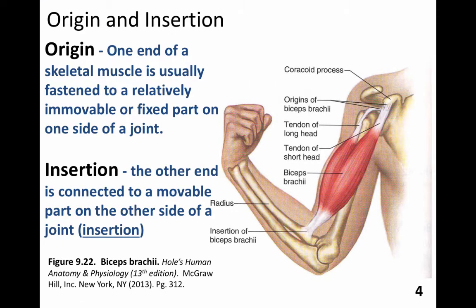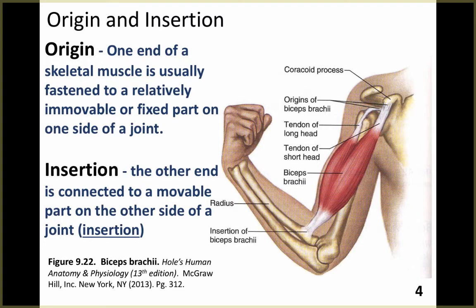So when we're talking about muscles moving, the way that they're able to move bones is by being connected to them. They're connected to bones at places called origins and insertions. An origin is located on one end of the muscle, and it's usually fastened to something that is relatively immovable or fixed, on one side of the joint. An insertion is on the other end of the muscle, and it's connected to a movable part on the other side of the joint.